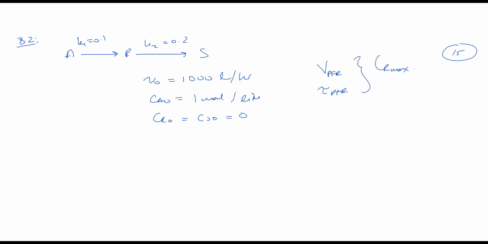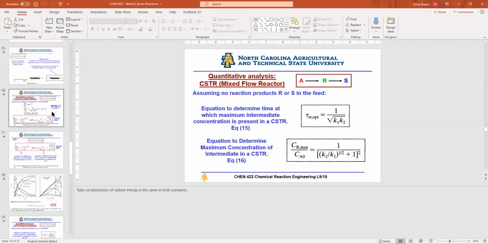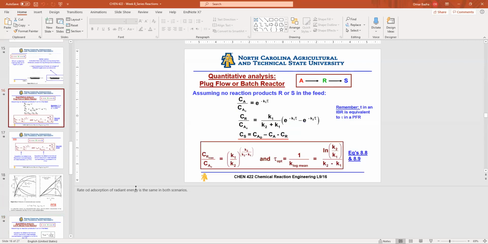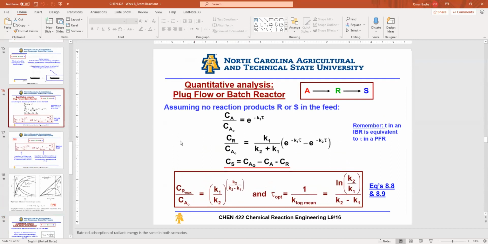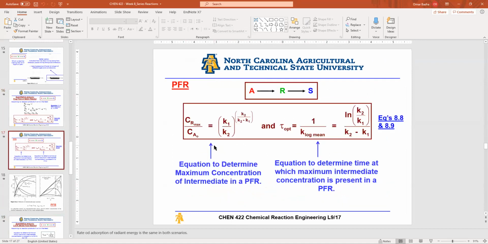So in your slides, this week we talked about two equations in the quantitative analysis for a PFR and for a CSTR. In a CSTR, in order to get the maximum of the intermediate, I'm going to use this equation, and to get the maximum time, I'm going to use this equation. So I have two equations for a PFR, sorry. This equation on the left determines the maximum concentration of intermediate in a PFR, and this one on the right determines the time.